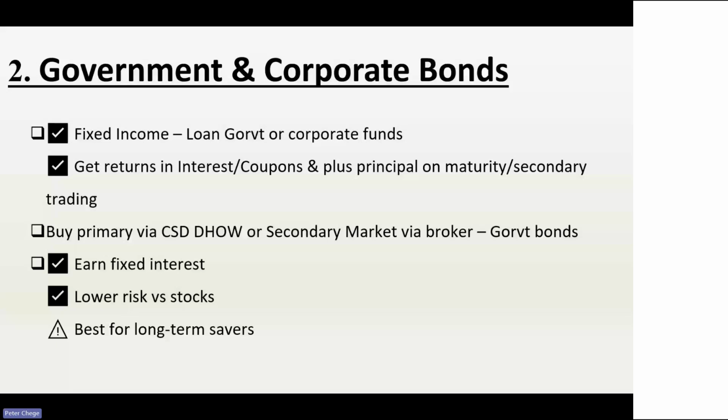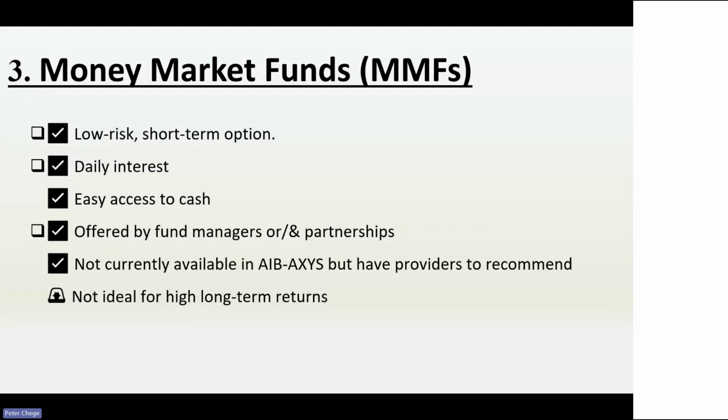So now we go to the next product that is not offered by AIB-AXYS, but I felt it's good we also know, so that you differentiate what you are buying at the international stocks. We have money market funds. Money market funds is a low risk fund that invests in various asset classes.